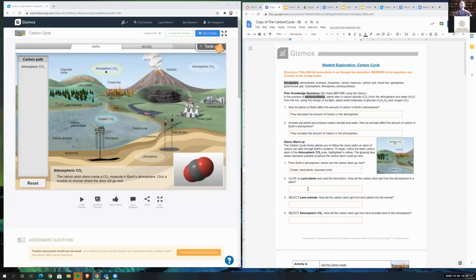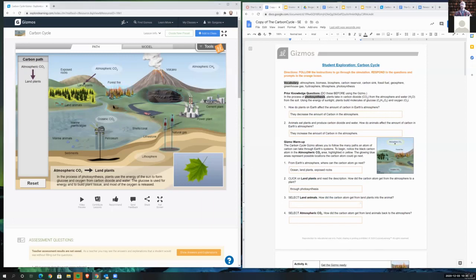How did the carbon atom get from the atmosphere to the plant? What process allows plants to absorb atmospheric carbon dioxide? Thank you, Anthony. Come on, guys, we spent like 2 weeks on this. In the process of photosynthesis, plants use the energy of the sun to form glucose and oxygen from carbon dioxide and water. Remember photosynthesis? Through photosynthesis. That's how the atmospheric carbon dioxide gets into the land plants, right? Through photosynthesis.